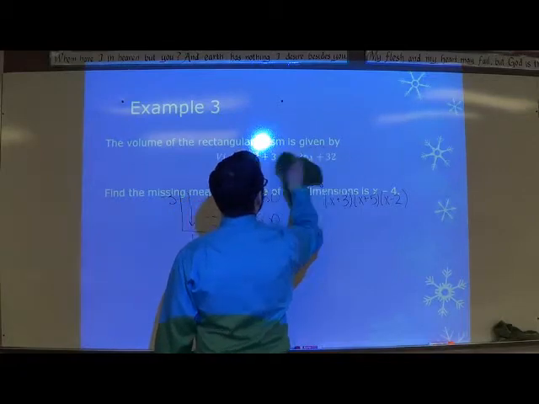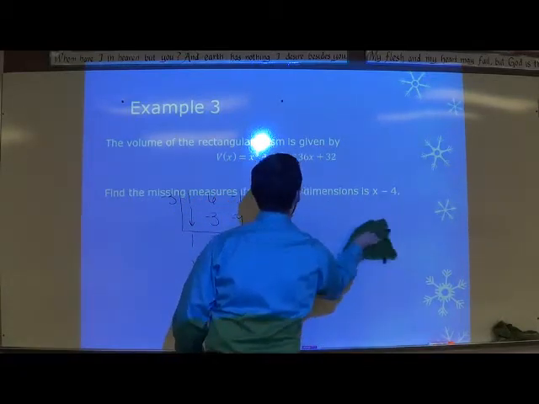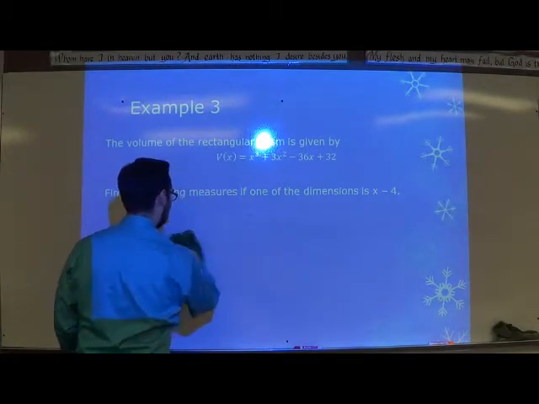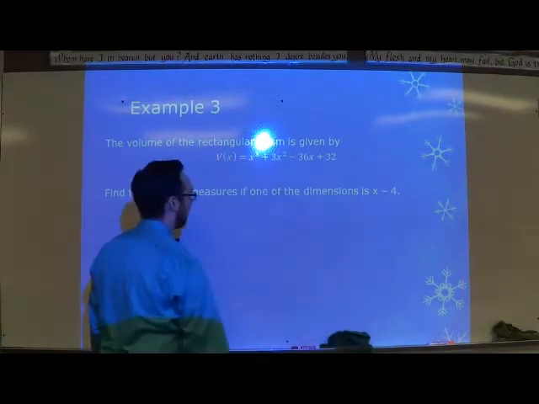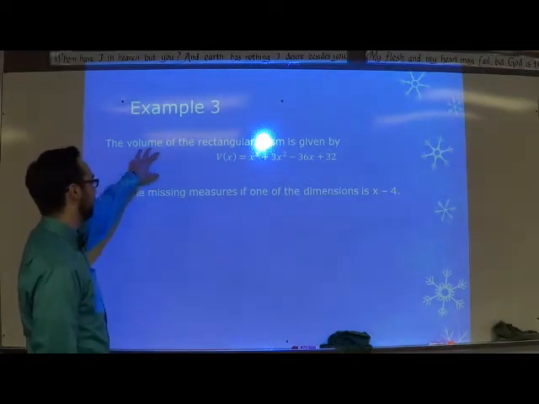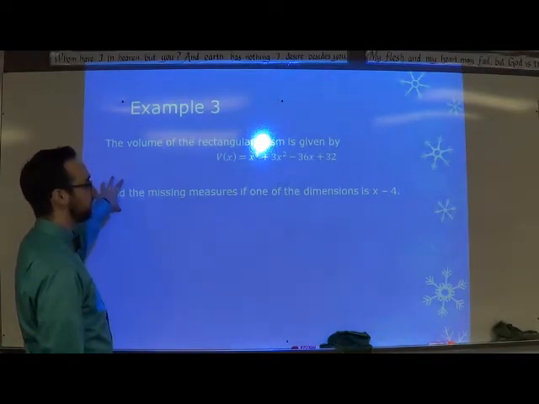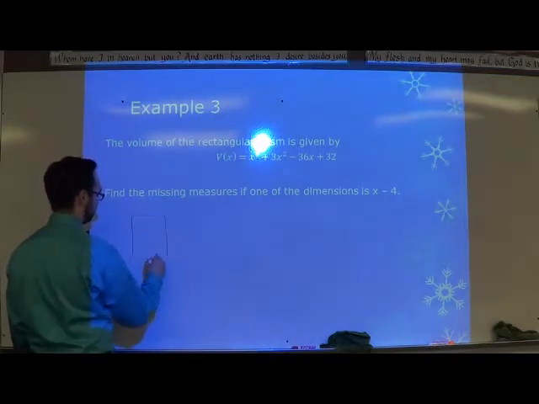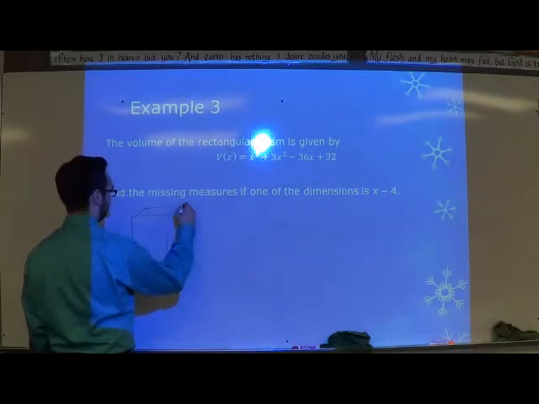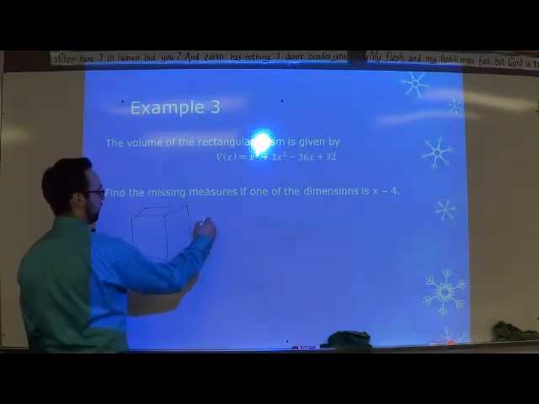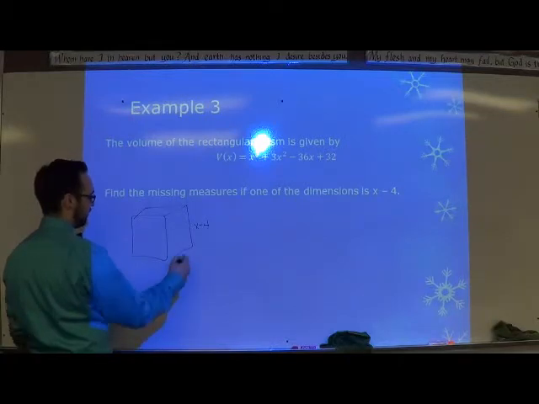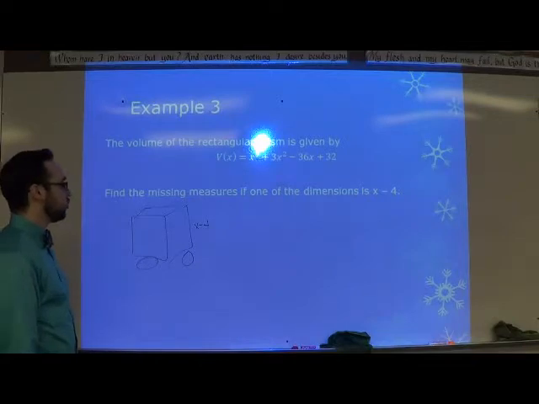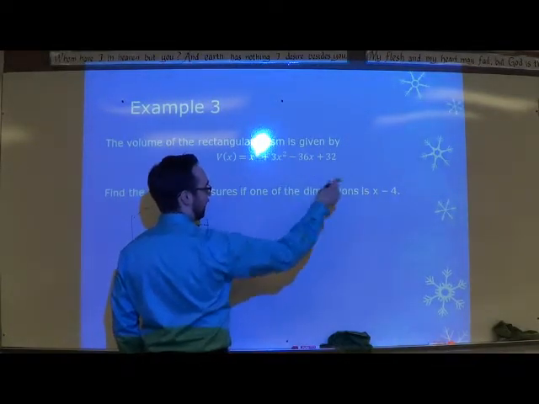Now, this is using volume and things, but don't let it throw you off to what they're really asking you. Okay, so this is some test-taking things, because they would give you this type of a problem on an SAT test. And they would say, here's the volume of a rectangular prism. Find the missing measures if one of the dimensions is x minus 4. So if you have some cube, and I know one of the dimensions is x minus 4, they want me to find the other two dimensions, right? So that means I have to divide this by that.